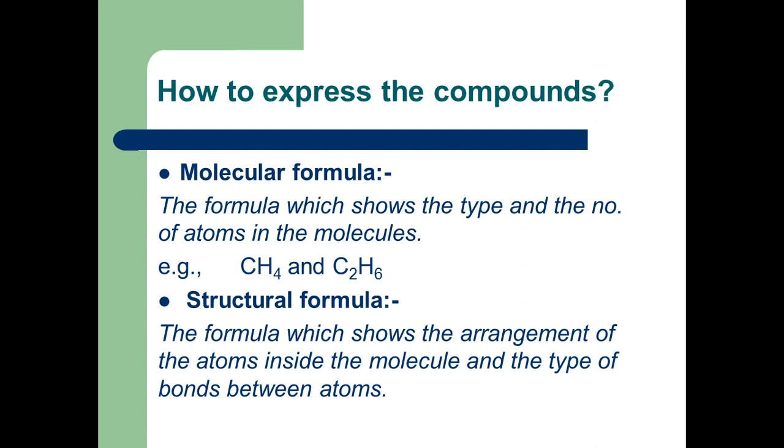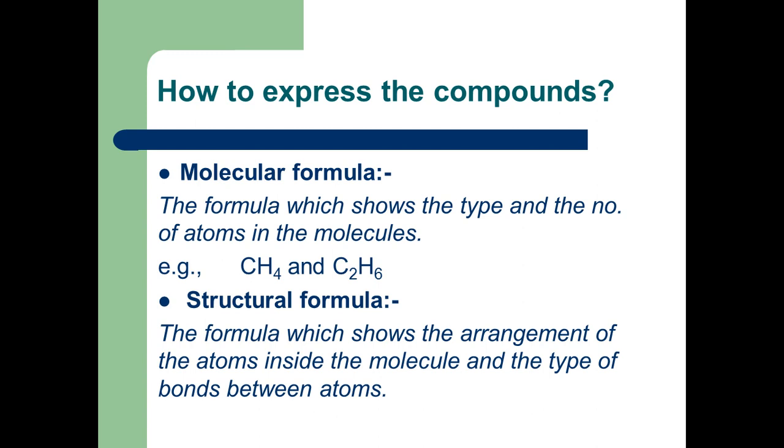The molecular formula is the simplest one because it shows only the type and the number of atoms in the molecule, like CH4, C2H6. This is only an indication of the number and type. But the structural formula gives us more details about the molecule.